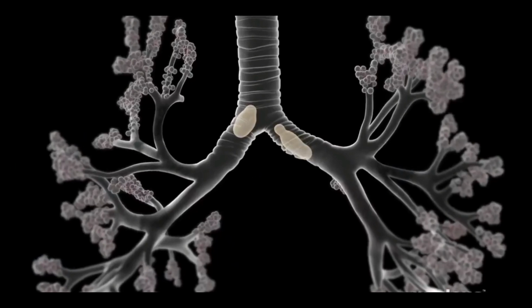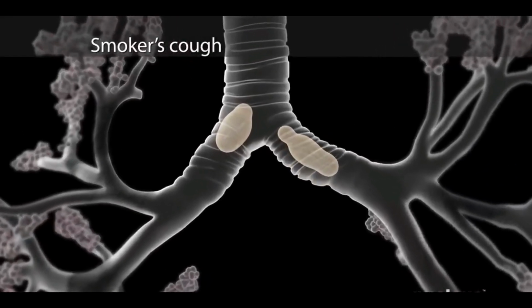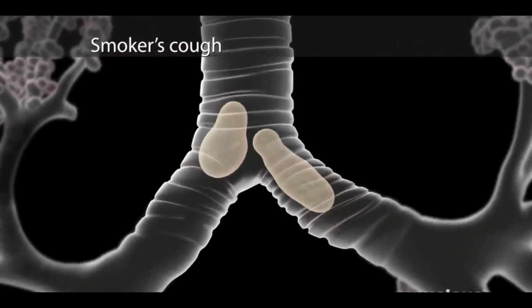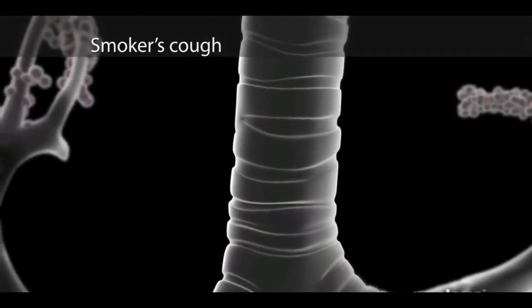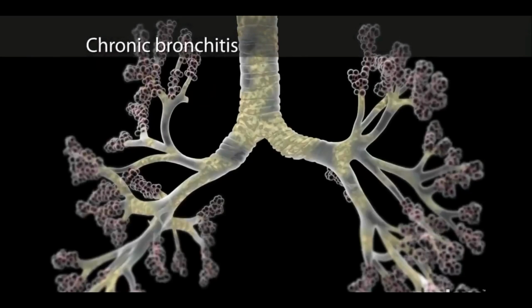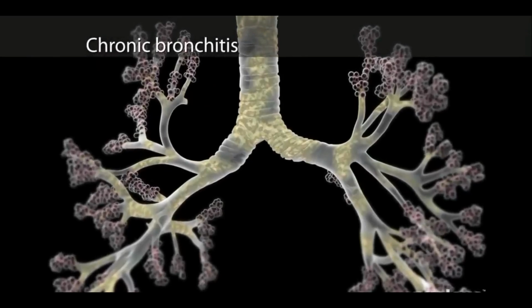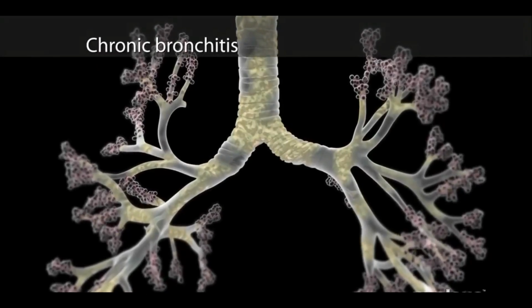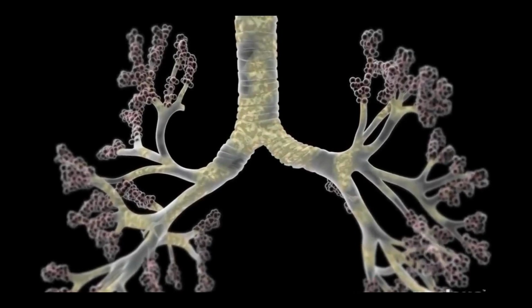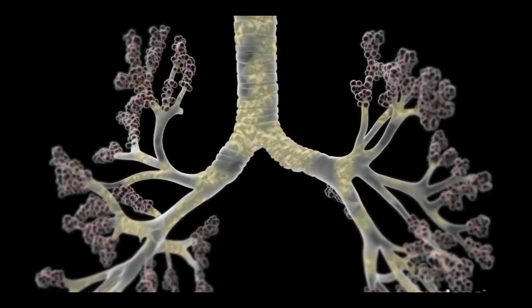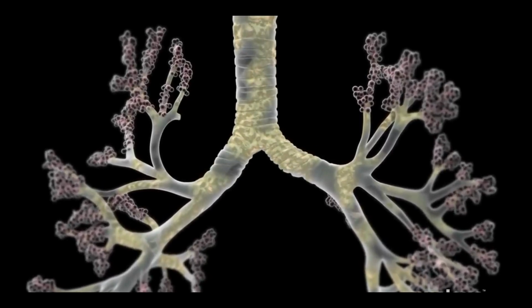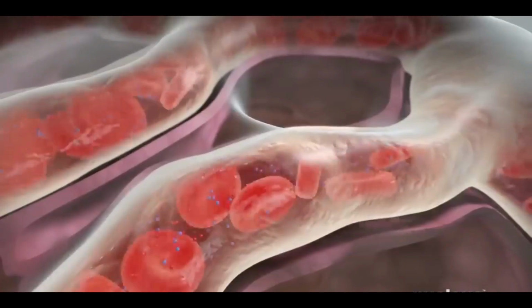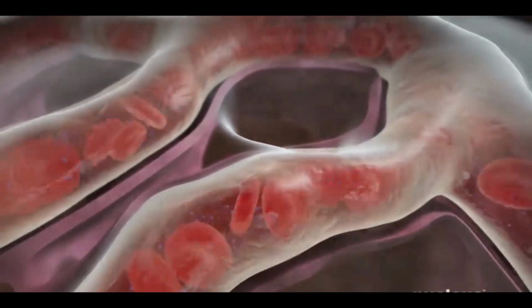Systemic effects. COPD isn't just limited to the lungs, it can also have systemic effects. Chronic inflammation and decreased lung function can lead to complications such as muscle wasting, weight loss, cardiovascular problems, and an increased risk of osteoporosis.